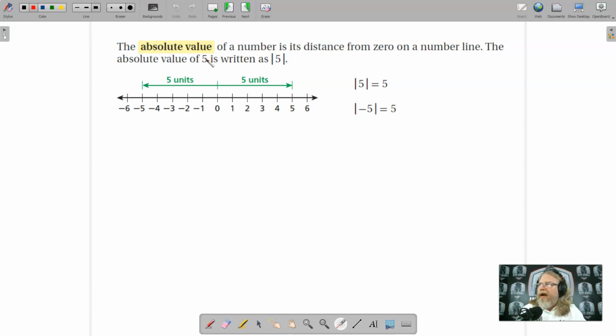The absolute value of 5 is written as the value of 5 in between these two parallel lines here. You can see on this number line we have 0 here, positive 5 here, and negative 5 there. You'll notice that both negative 5 and positive 5 have a distance of 5 from the value of 0. And that's because they are indeed opposites of one another.